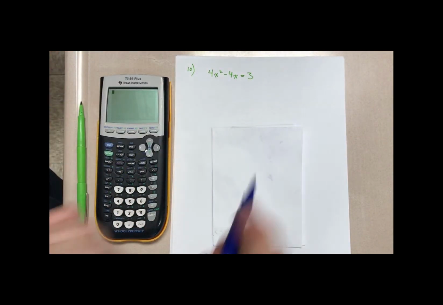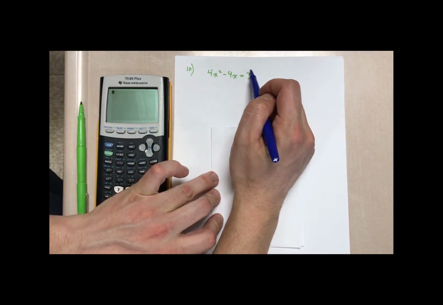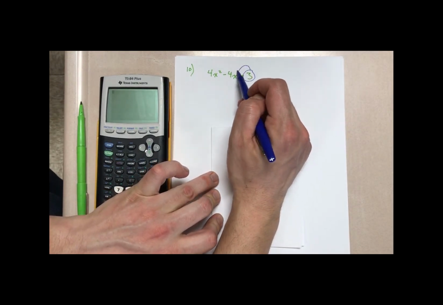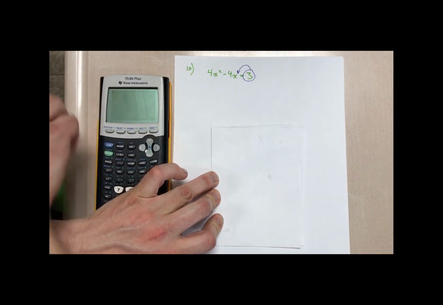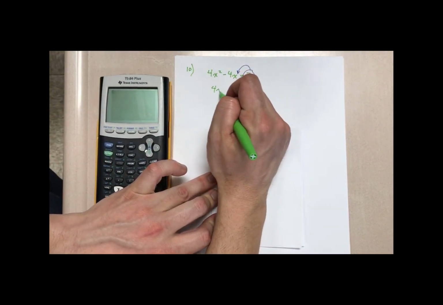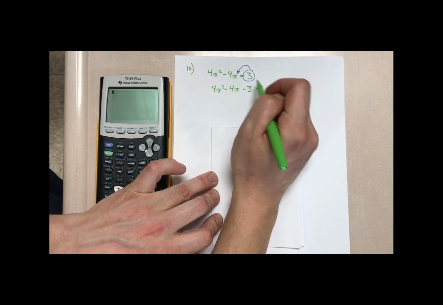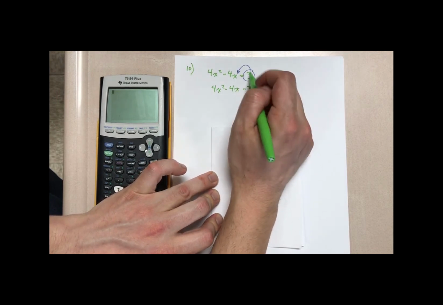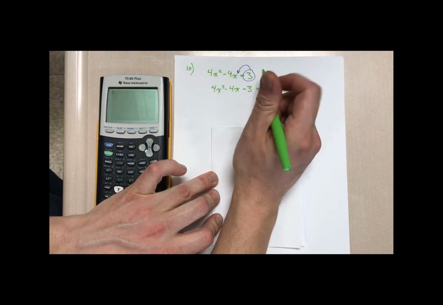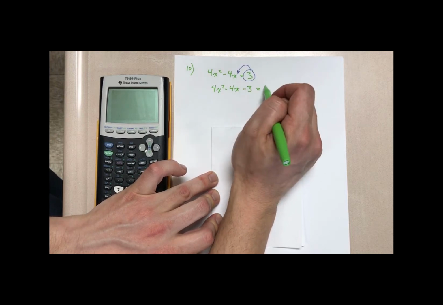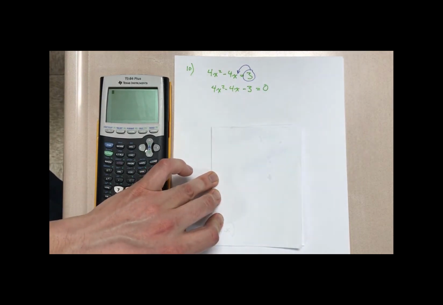Well, that means we want this 3 to be a 0. So I'm going to go ahead and take that 3 and move it away from that side. If we move that 3 away from the side, we'll get 4x squared minus 4x minus 3. And since we moved the 3 over here, it changes its sign. That's why it becomes a minus 3. And after the 3 is moved over, there's nothing there, so it's equal to 0.